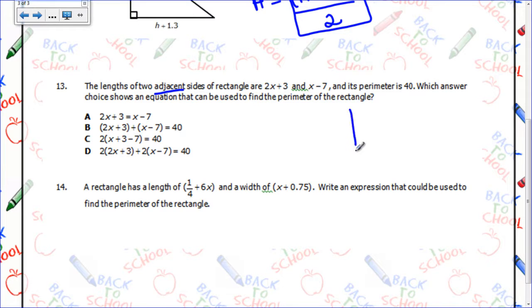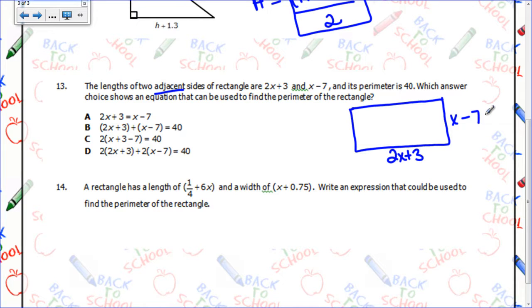Well, let's draw a rectangle. Adjacent sides of a rectangle are sides that meet at a right angle. So this side and this side are adjacent. This side and this side are parallel. Adjacent means they have to be touching. And so it tells me that the adjacent sides are 2x plus 3. So if I label this one down here, adjacent means it's got to be this one or this one because they have to be touching, is x minus 7.